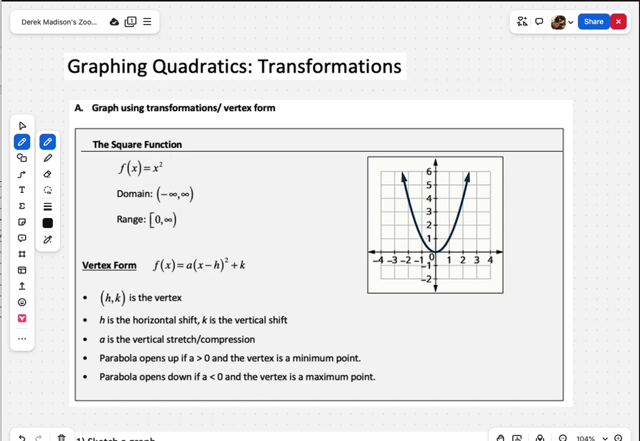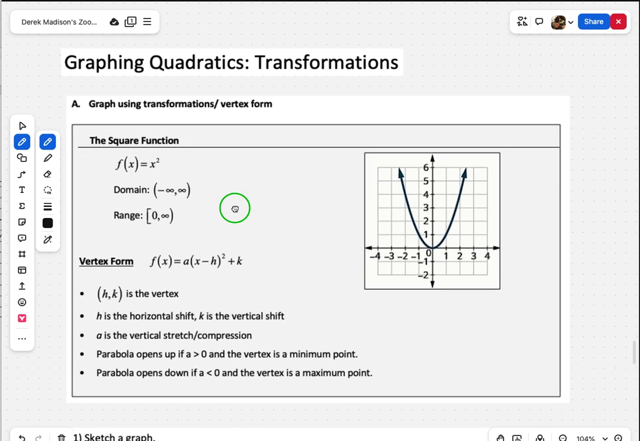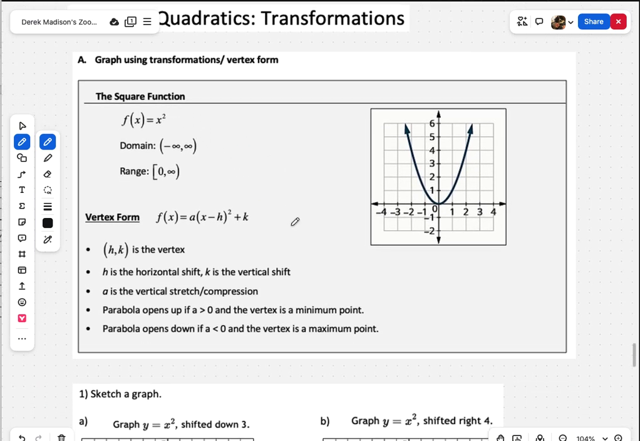It's an even function, and that's why they're called even functions, because of the exponent 2. Vertex form for a quadratic or a square function is right here. If you look at it, it looks kind of familiar, hopefully, from the transformations that we did earlier. (h, k) is going to be the vertex, which is the part here at the bottom.